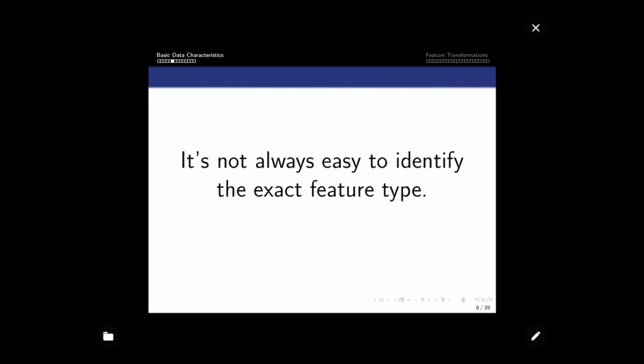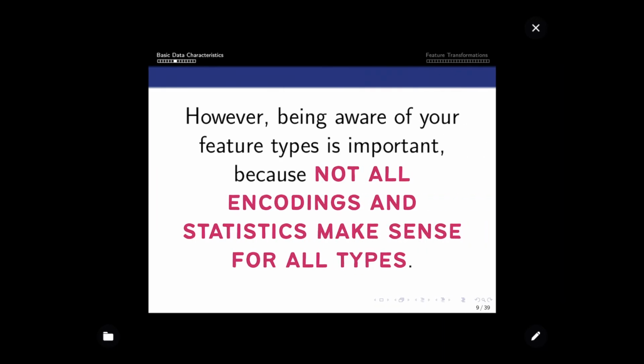Okay, so you might have seen in some of the examples that it's not always easy to identify the exact feature type. The thing is just that you should be aware of feature types and their differences, because not all encodings and statistics make sense for all types. Okay, so let's go a bit into what that means, and let's start here with the encodings.